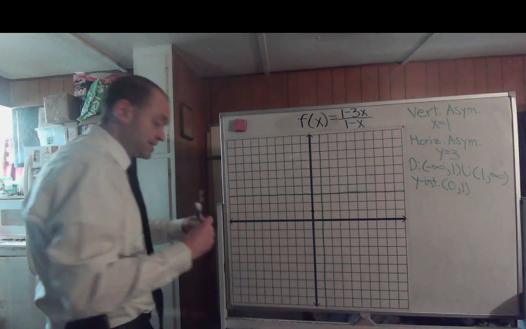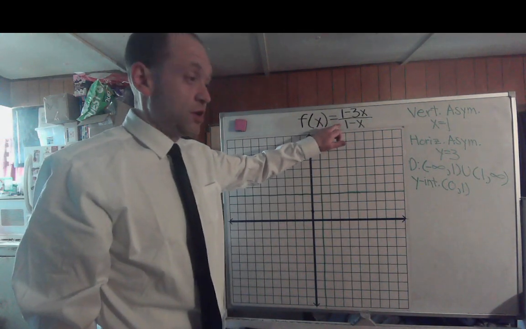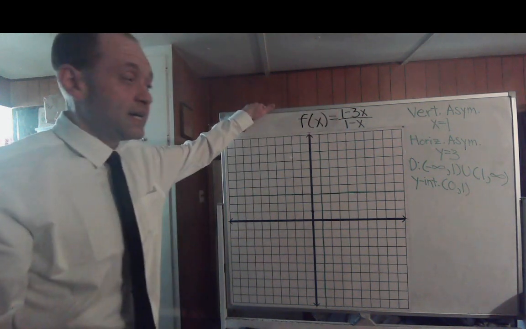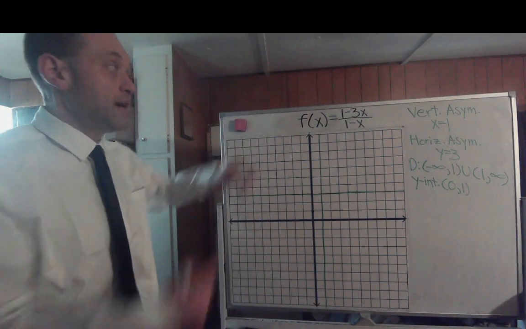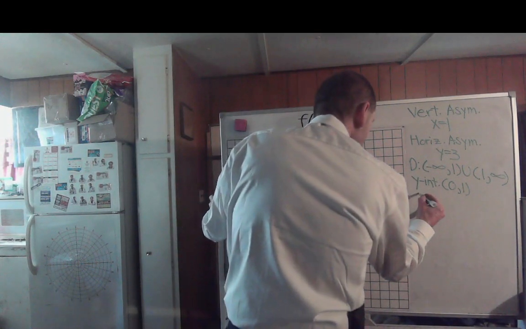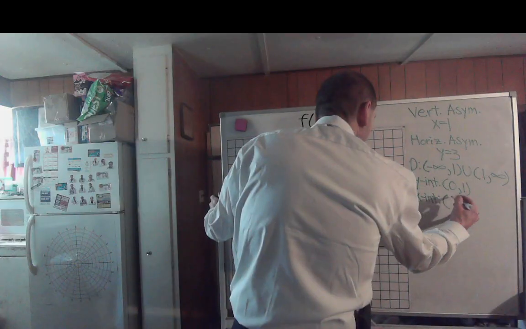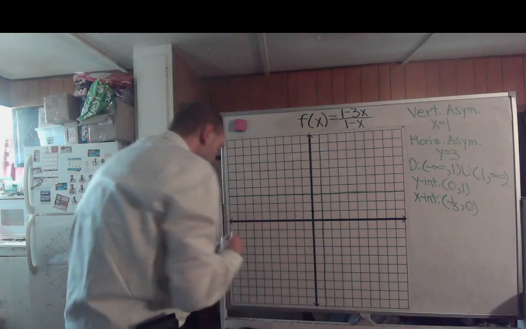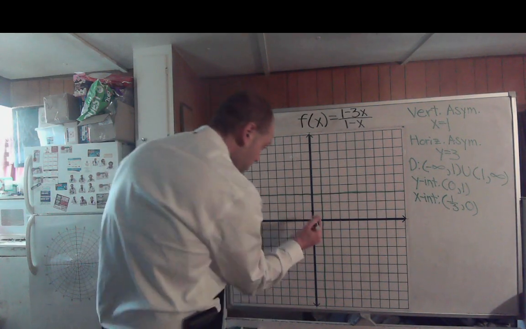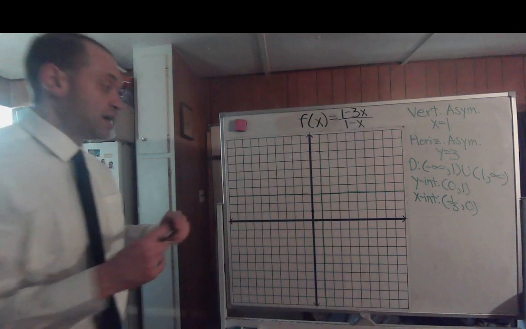Now what about an x-intercept? So set this whole thing equal to 0. This would just turn into 1 minus 3x equals 0. So that would give you 3x equals 1, so x would equal 1/3. So you actually do have an x-intercept at the point 1/3, 0. So let's plot our x-intercept at 1/3, 0. That's going to be roughly right there. Alright, there, we got both intercepts plotted.